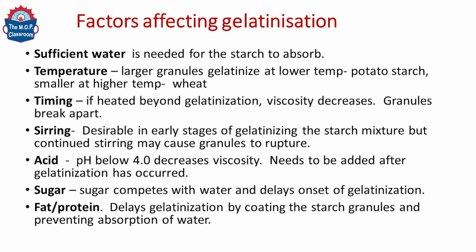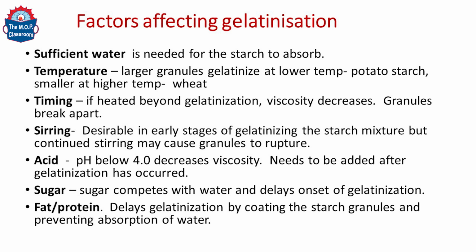Stirring. Stirring is desirable at the initial stage of gelatinization, but later if we keep continuing stirring, it may break down the starch granules and the viscosity decreases. Now acid. pH below 4 will decrease the viscosity. Any acid juices like lemon juice or vinegar, we need to add it only after the completion of the gelatinization. Acidity will allow the starch to get hydrolyzed, so the viscosity will come down.